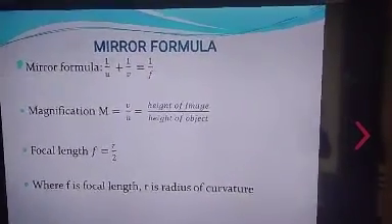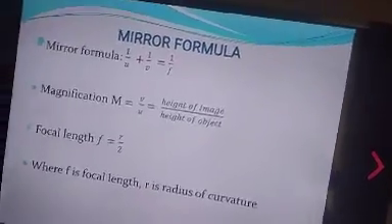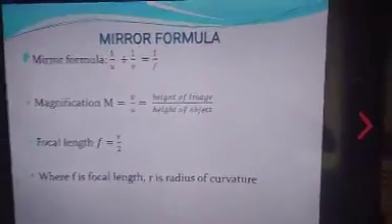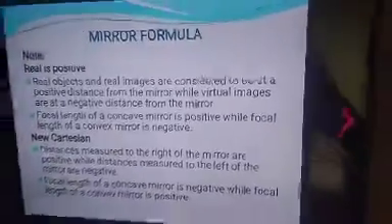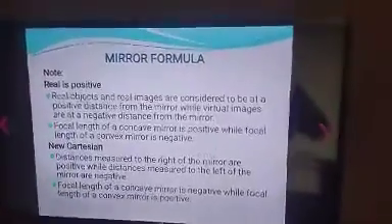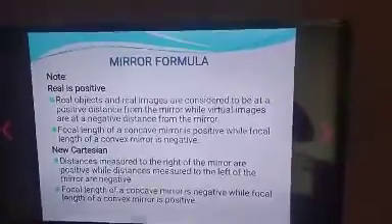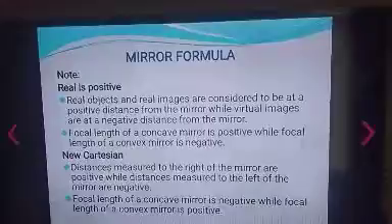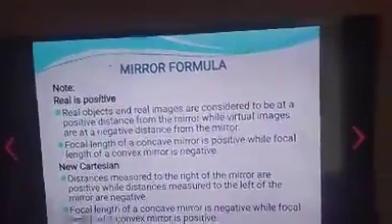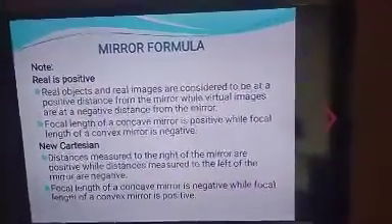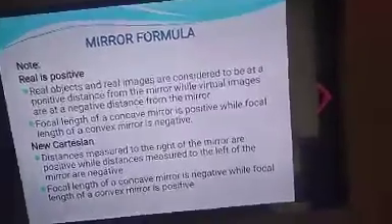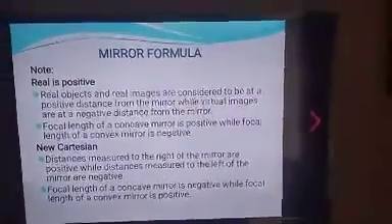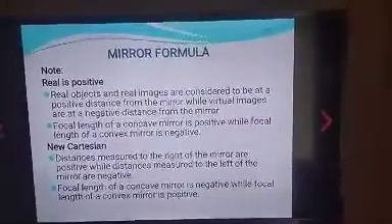Now the focal length is half the radius of curvature, f = r/2, where f is the focal length and r is the radius of curvature. Now let us see ways in which we can solve problems using the mirror formula. We have what we call real is positive. For real is positive, real object and real image are considered positive distances from the mirror, while virtual are negative. The focal length for a concave mirror is always positive, while the focal length for a convex mirror is negative.